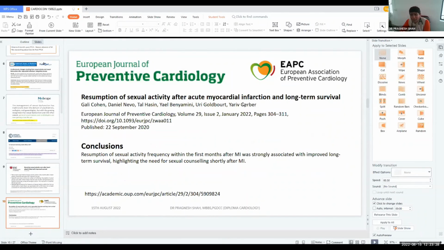The European Association of Preventive Cardiology also concluded in January 2022 that sexual activity frequency within the first month after MI was strongly associated with improved long-term survival, highlighting the need for sexual counseling shortly after myocardial infarction.